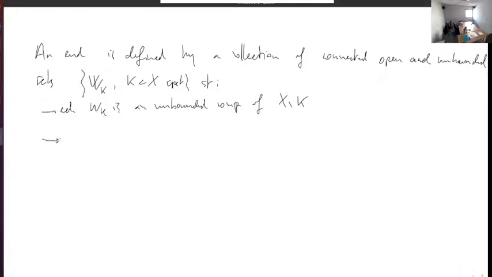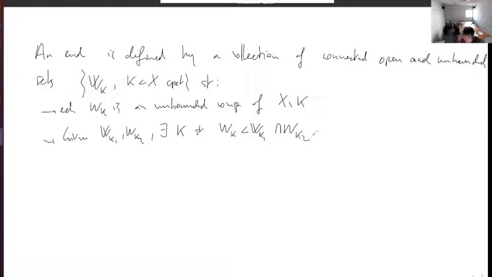And the main property is that if you have W sub k1 and W sub k2, there exists a compact set K such that the open set W sub k is included in the intersection of the two.